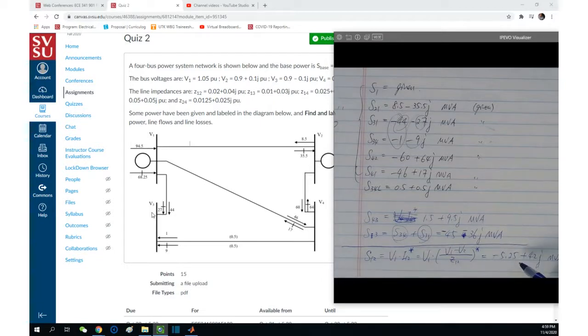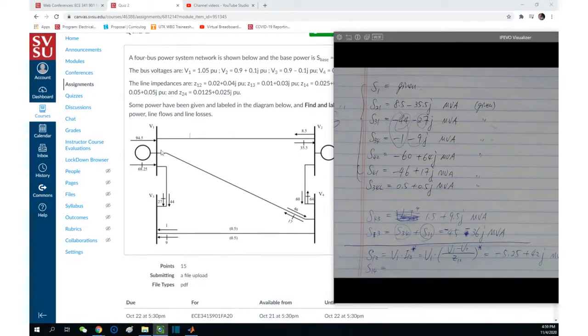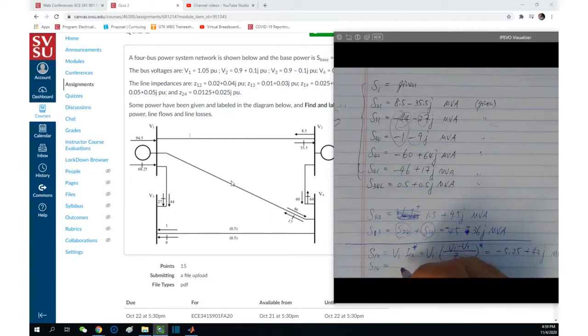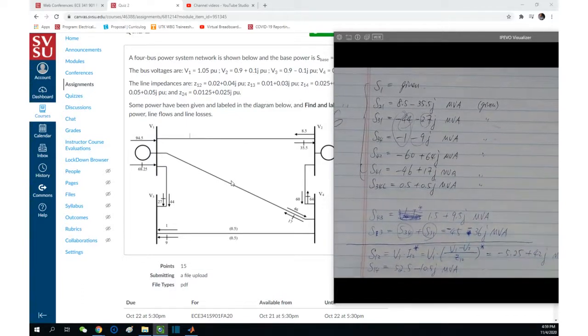And this is S12, and after S12, you probably want to do S13 or S14. I'm doing S14 because after S14, I can directly have the loss in the middle here. Okay. S14 turned out to be 52.5 minus 10.5 J MVA. And after S14, how to find S13?